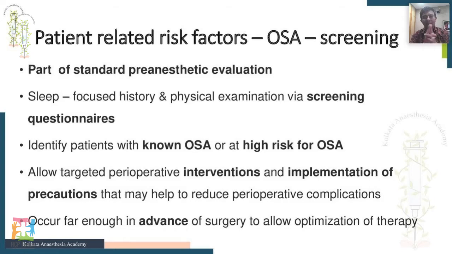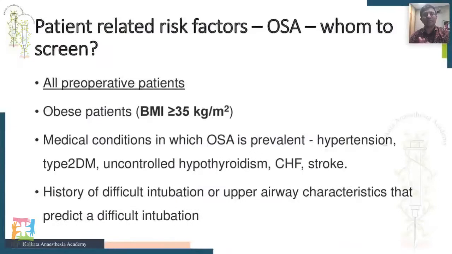If you have to use certain screening questionnaires for this, take the history and do the physical examination, so that you can identify a known OSA and figure out how high the risk of OSA is, so that you have enough time prior to surgery to do any necessary intervention and implementation of precautions in the intraoperative and the postoperative period, so that you can reduce the risk of complications.